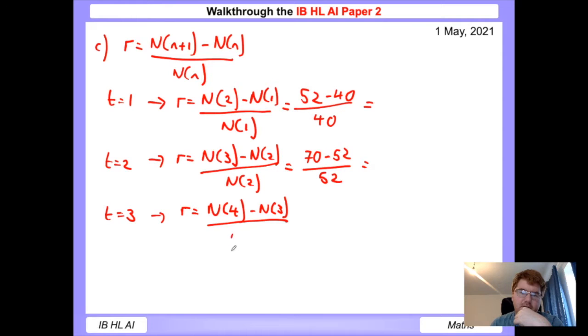n3 over n3. We'll use the values given, so we have 98. And these are all going to give approximations for R. Okay, so they should all be roughly similar. So let's go over to my GDC and work this out.